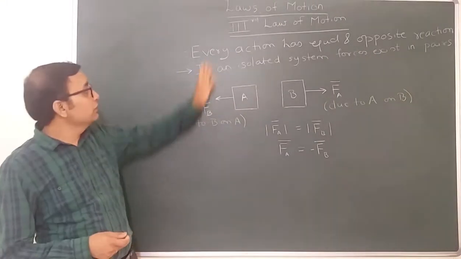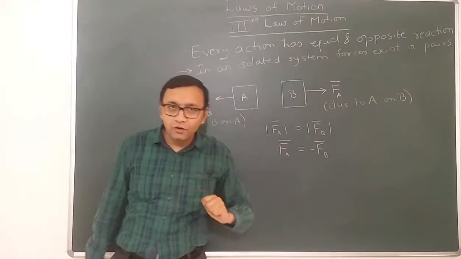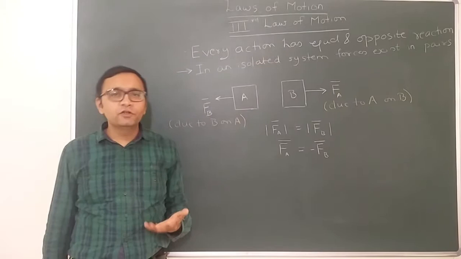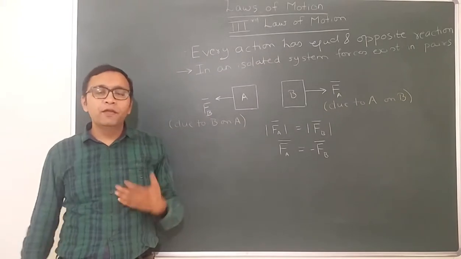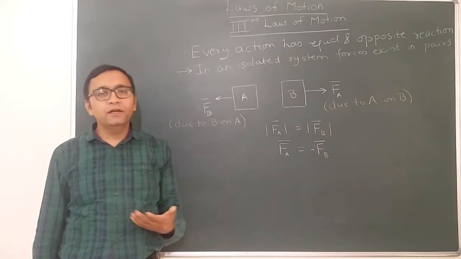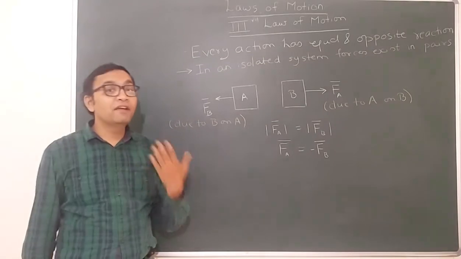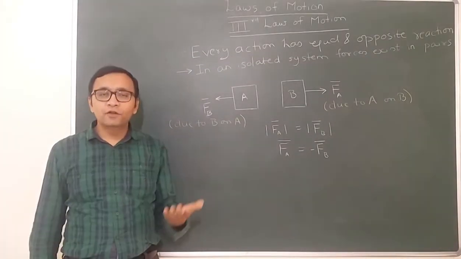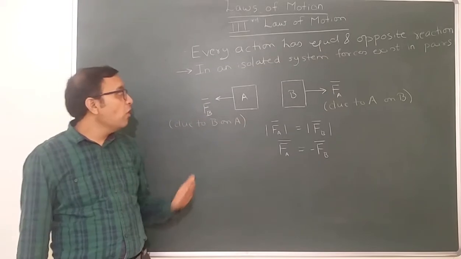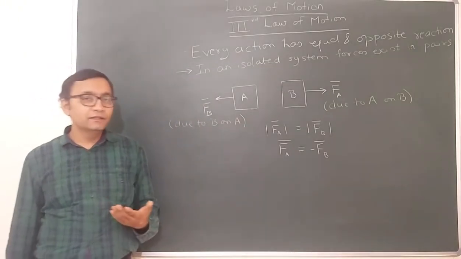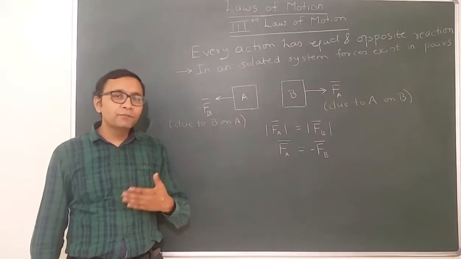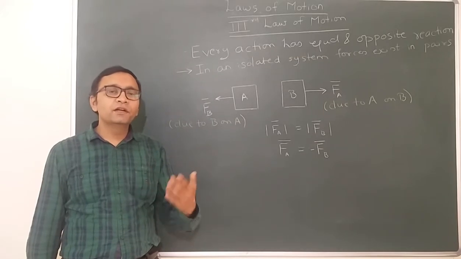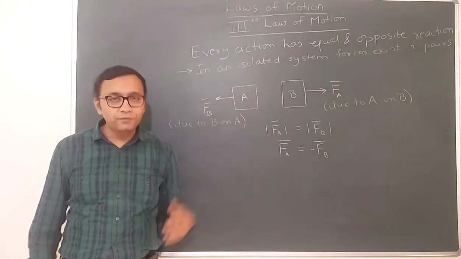Now we will talk about the third law of motion. Alright, we have learned about the first law, which tells us the behavior of any object, and the second law tells us how much effort is required to change the state of an object. Now the third law tells us what happens to something which is exerting force on another object.